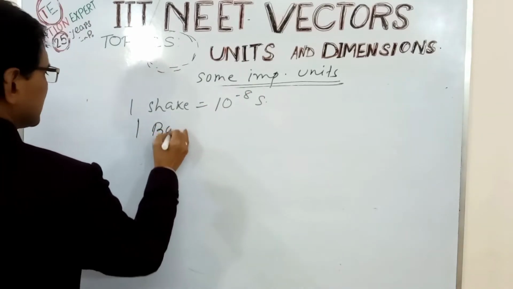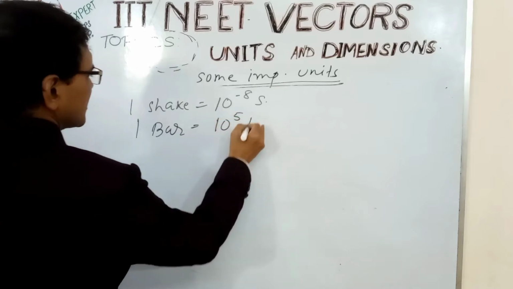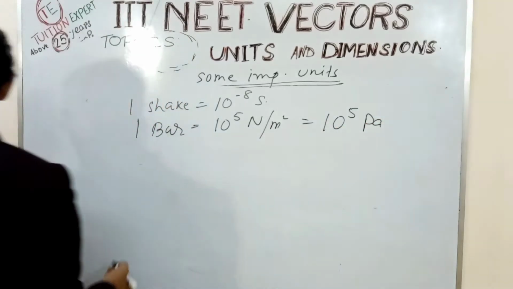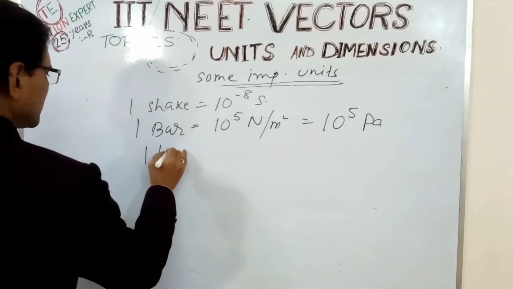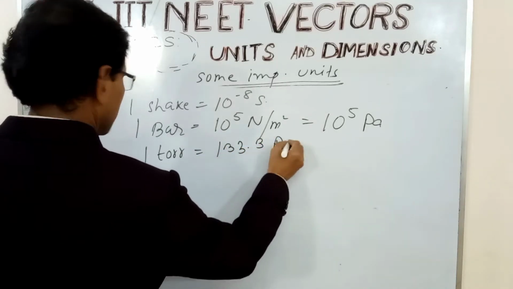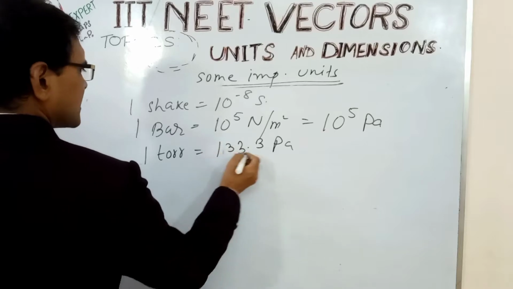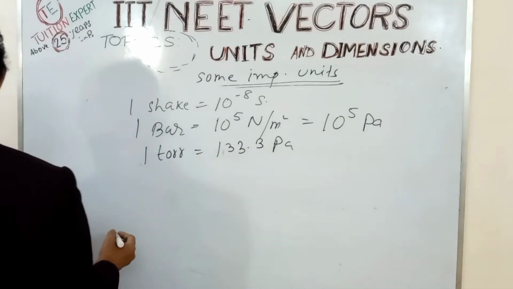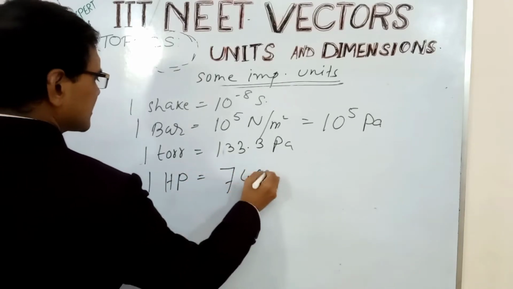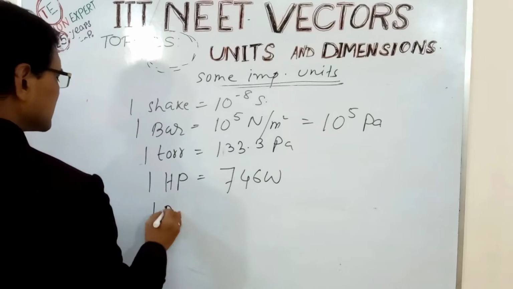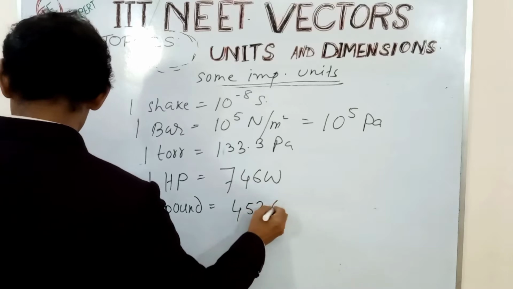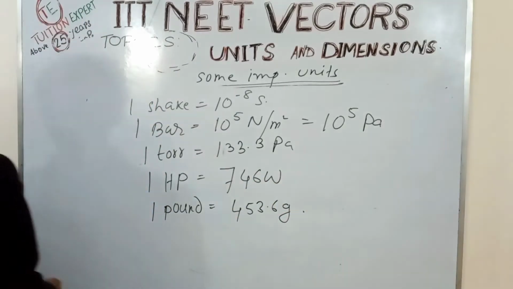1 bar, a unit of pressure, is Newton per meter square, which is equal to 10 to the power 5 Pa. Pa means Pascal. 1 torr is 133.3 Pascal. 1 horsepower is 746 watt. And 1 pound, a unit of mass, is 453.6 gram. These are the important units.